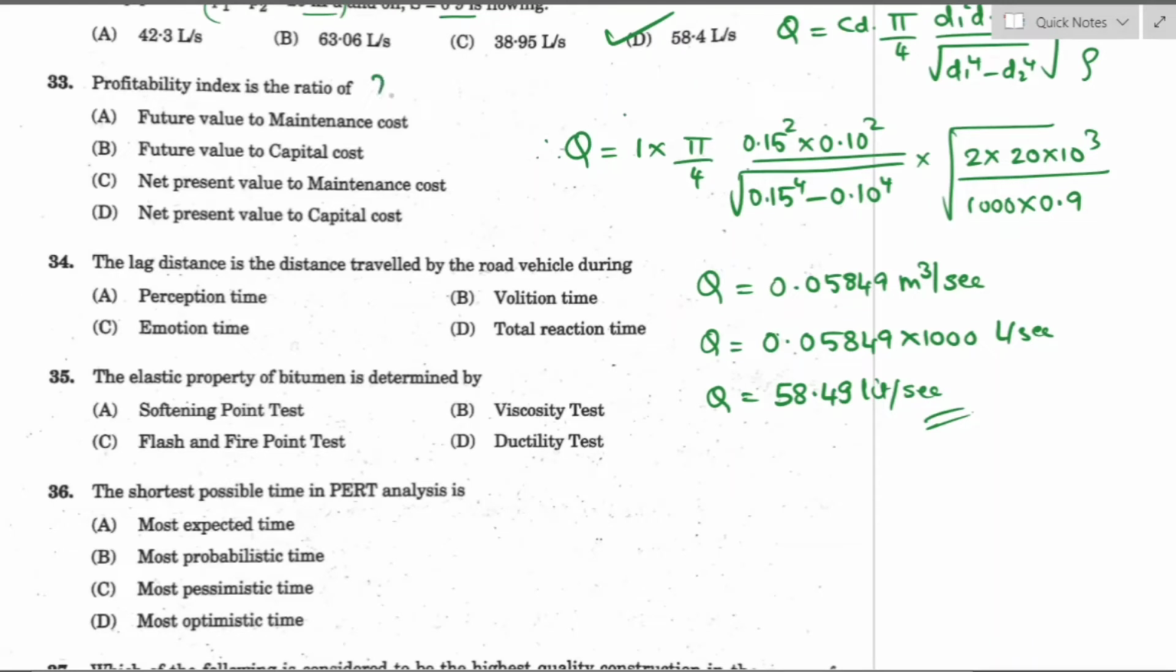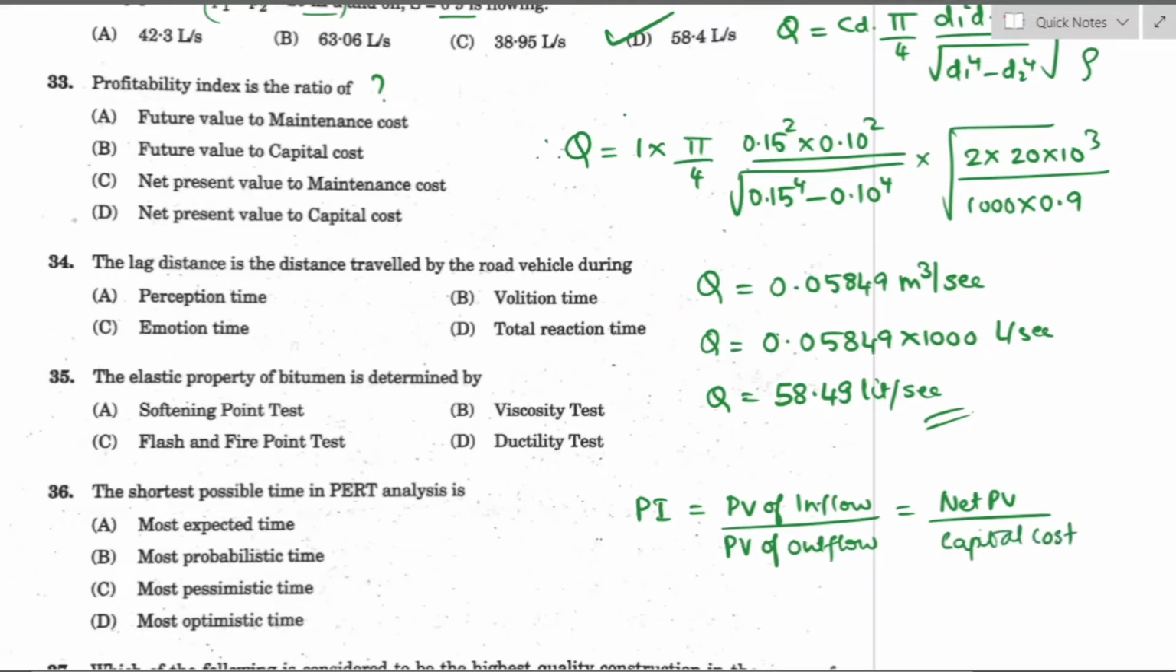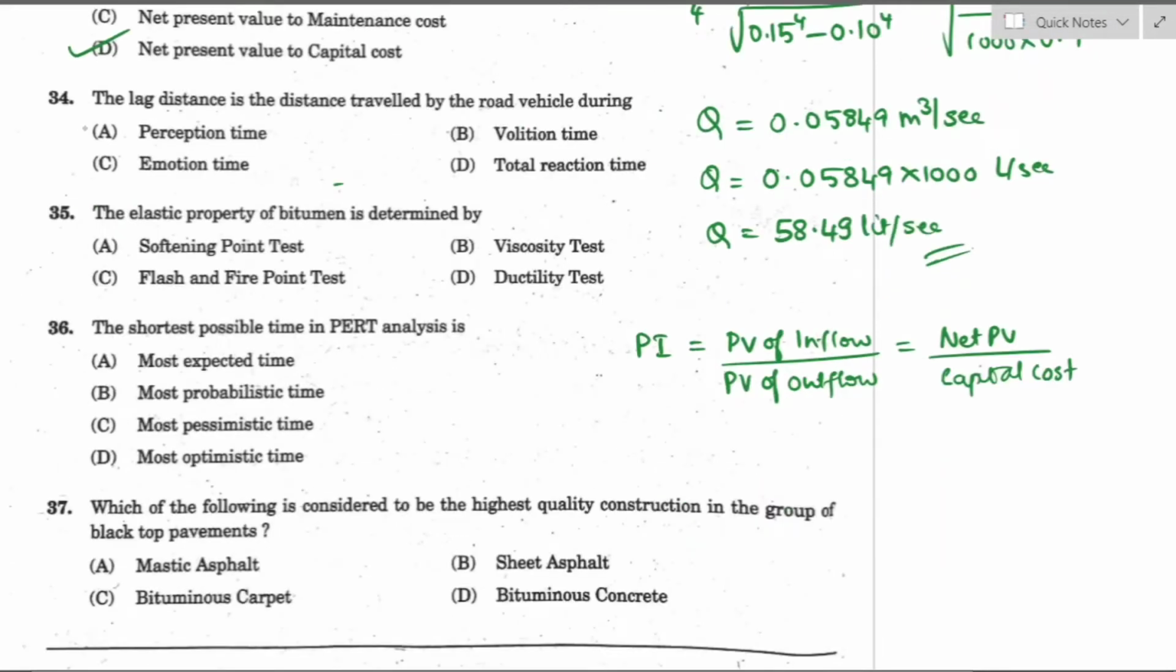Question number 33. Profitability index is the ratio of. Profitability index is also known as cost benefit ratio, and it is given by the ratio of present value of cash inflow to the present value of cash outflow, which is equal to net present value divided by capital cost. So the right answer is option D. It is the ratio of net present value to capital cost.